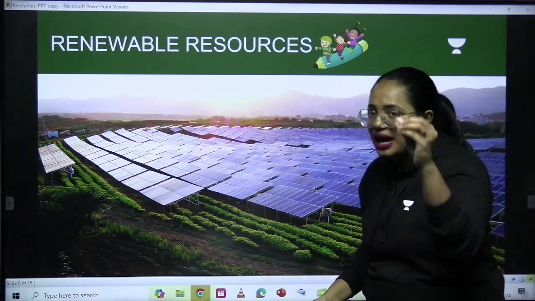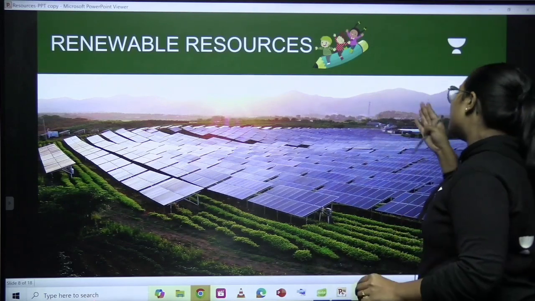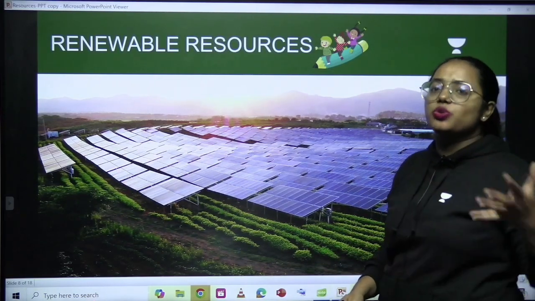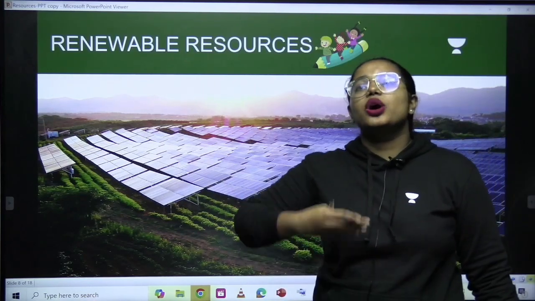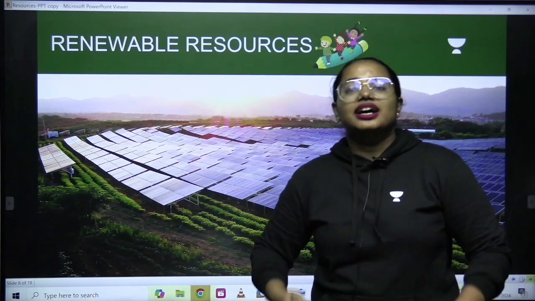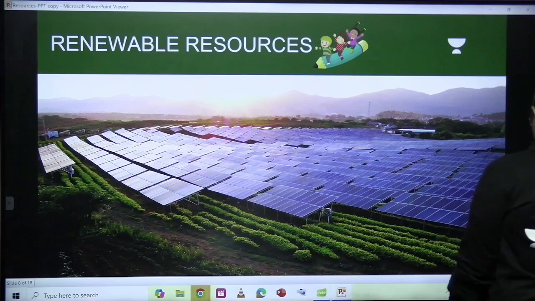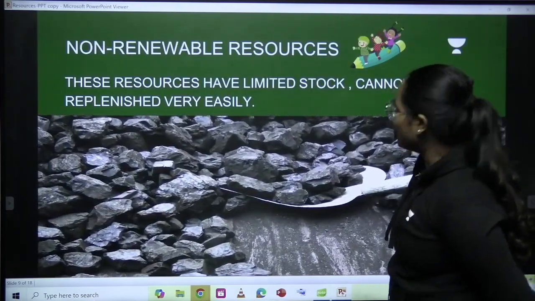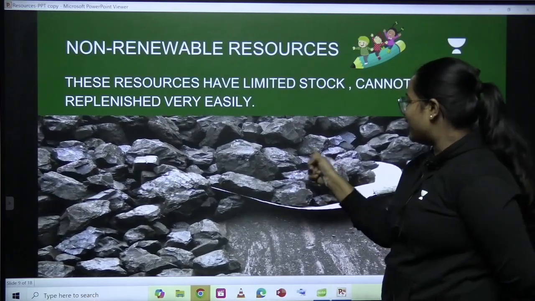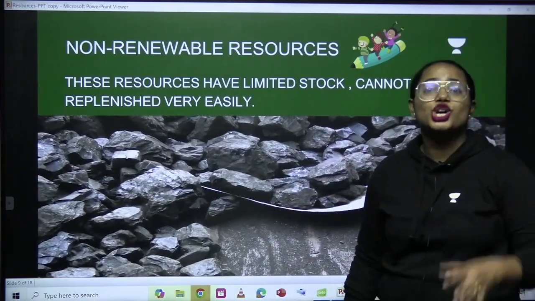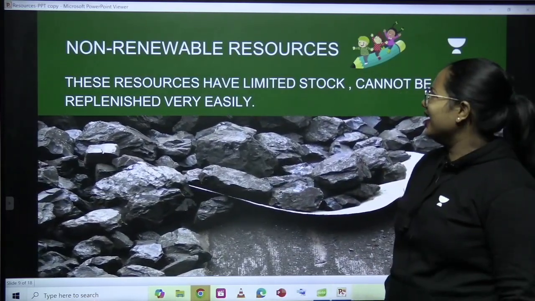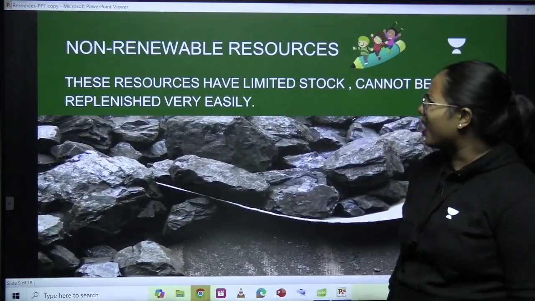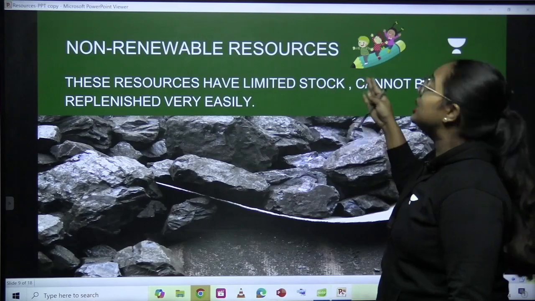You need to keep that particular point in mind. A renewable energy source is nothing but a source that is available in an unlimited quantity. Therefore, it can be renewed very easily. Clear? Now we are moving towards the next one. What is this? Non-renewable resource. I'm going to give you a very basic example for this. It's nothing but coal. Why are these called non-renewable resources? Coal is an example of it. But why? These resources have limited stock.